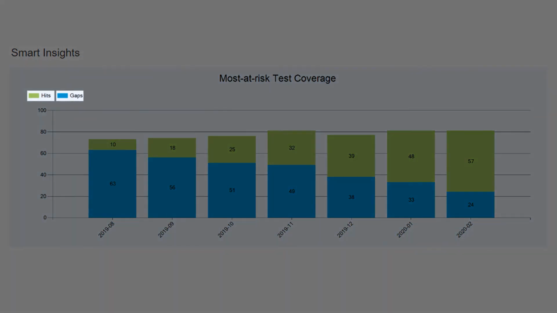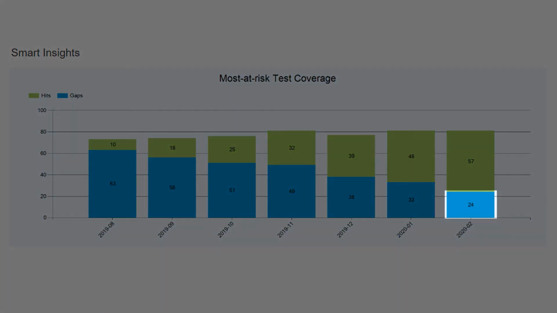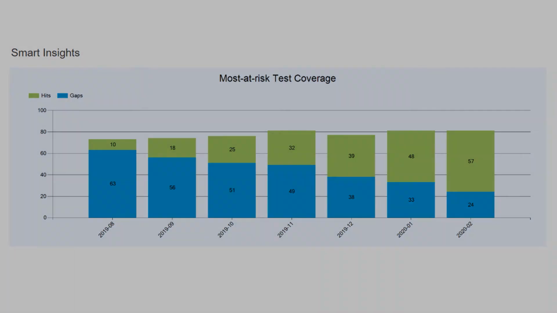Hits are represented in green, gaps in blue. Tracking the trend of gaps should tend towards 0. In this example, we have the number of months since we started analyzing and the total number of gaps. We also see how many gaps are recorded in our latest month. This trend indicates that our test case coverage is growing and focused on the most at-risk objects.